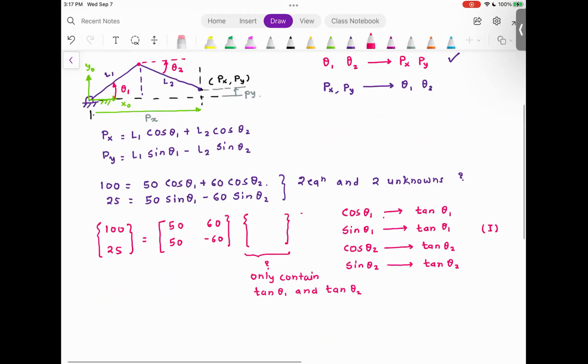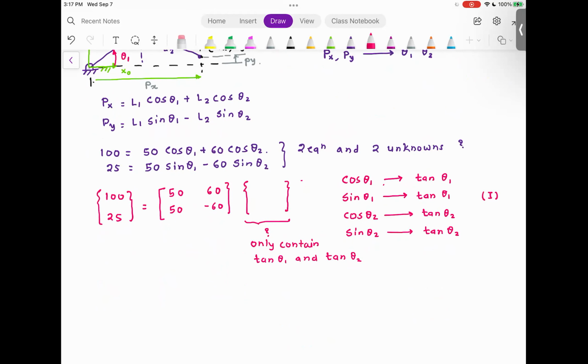The second approach is, and to be honest with you, we are not going to use these approaches, because these approaches are very much dependent on the way the problem is set up, which means some problems are easier to solve with the tangent substitution. Some problems are easier to solve with a sine cosine manipulation, and I'll show that to you.